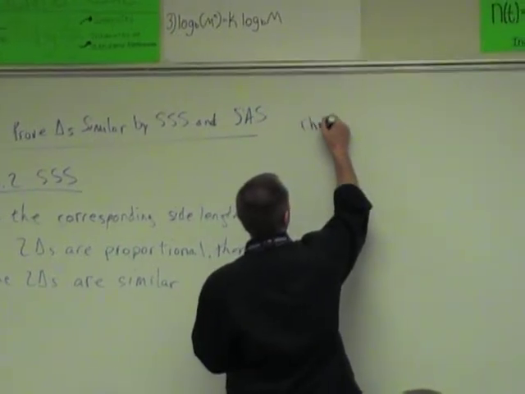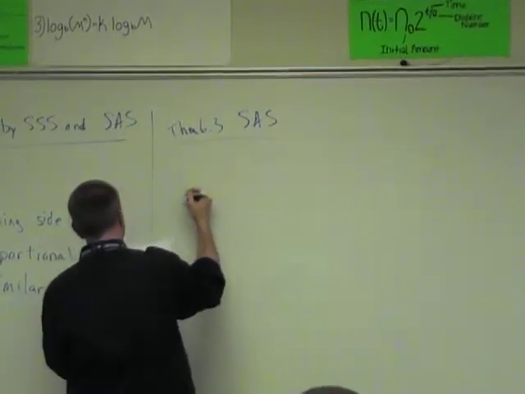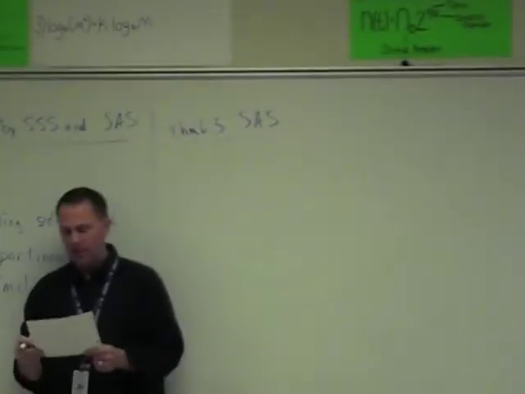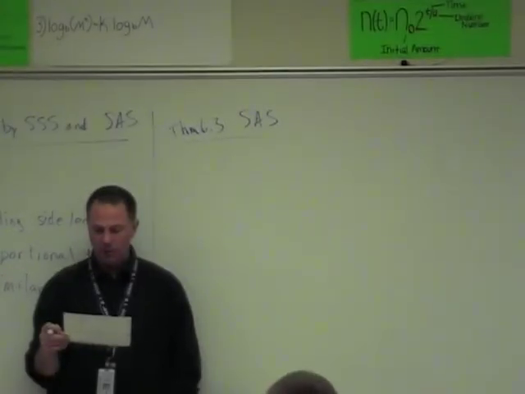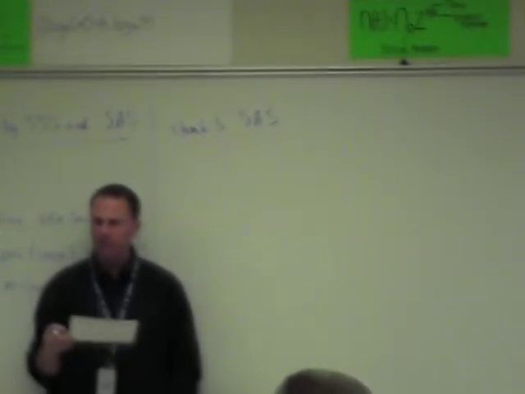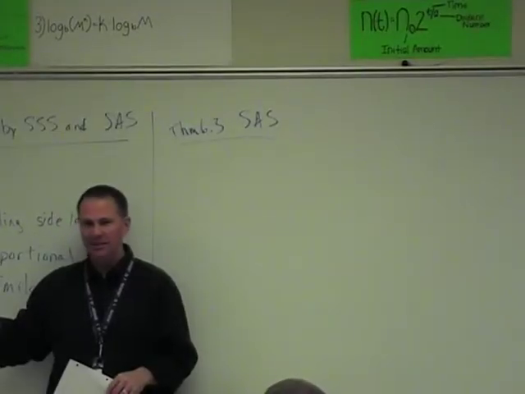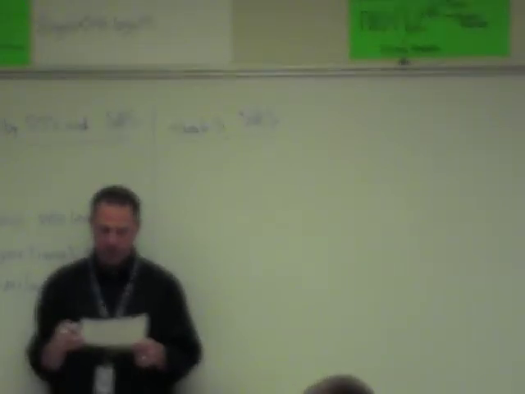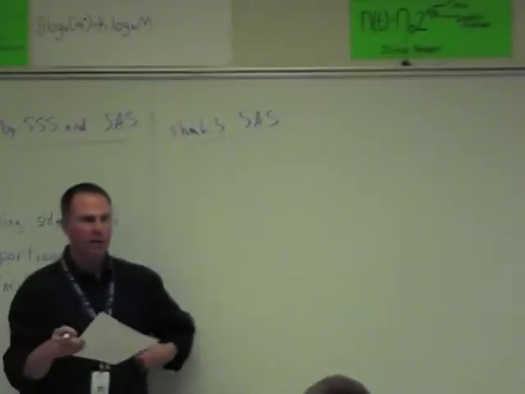Theorem 6.3. Side angle side similarity theorem. If an angle of one triangle is congruent to an angle of a second triangle, and the lengths of the sides including these angles are proportional, then the triangles are similar. Pretty much says what that says. So if the two sides are proportional, that has the included angle, then triangles are similar.